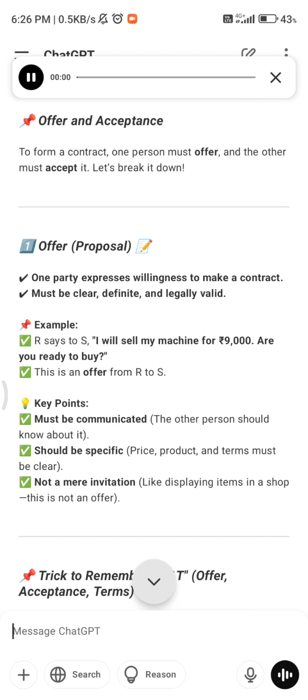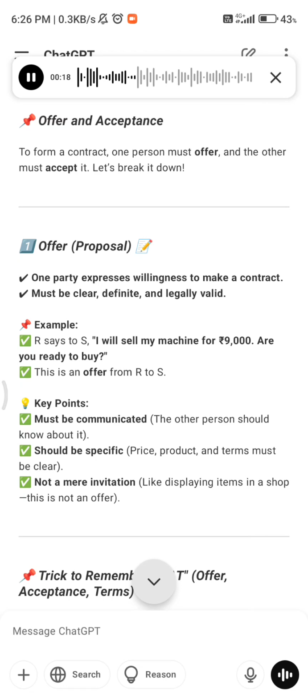Offer and acceptance. To form a contract, one person must offer and the other must accept it. Let's break it down. 1. Offer. One party expresses willingness to make a contract. Must be clear, definite, and legally valid.